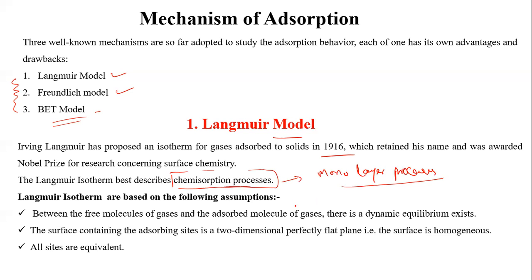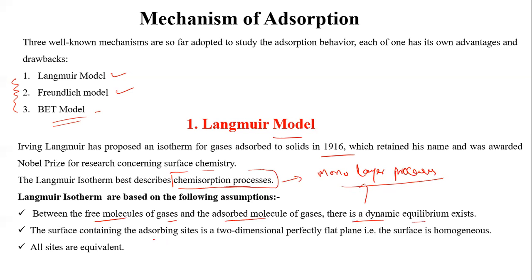Now this Langmuir model is based on some assumptions. The first assumption is that between the free molecules of gas and the adsorbed molecules of gas, a dynamic equilibrium exists. It means that between the adsorbate and the adsorbent, a dynamic equilibrium exists. It means this is a monolayer process.